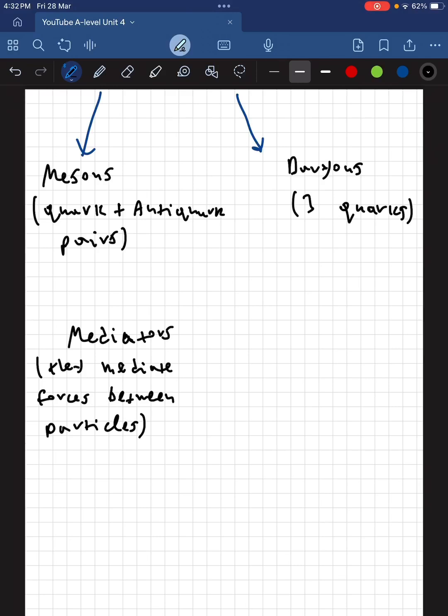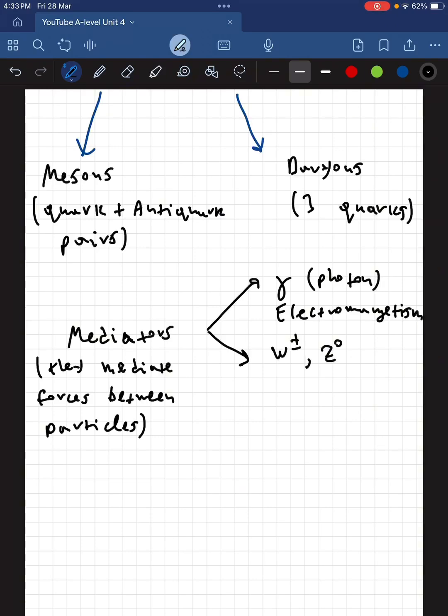Okay, there are four mediators in the universe, and this is because there are four forces in the universe. So the first mediator is the mediator of electromagnetism, which is the photon. So gamma is the photon. It's the mediator of electromagnetism, which is one of the forces in the universe. Then we have the W plus, minus, and Z naught bosons. This is how they are called. And by the way, the photon is massless. The mass of the photon is 0.